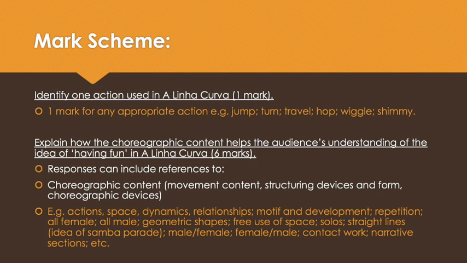The 6-mark question asks you to explain how the choreographic content helps the audience's understanding of the idea of having fun. You could have referred to the movement content, structuring devices and form, or choreographic devices in Alina Curva. You then needed to give a clear example.